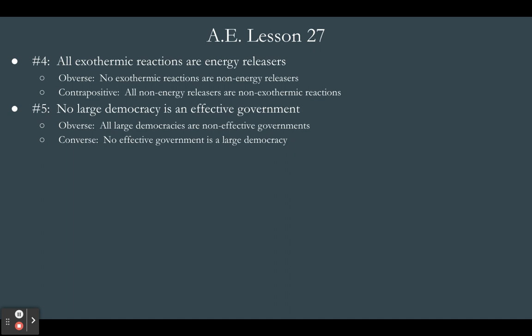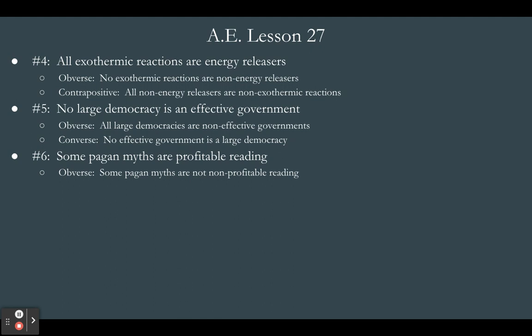Even more straightforward, a converse. No effective government is a large democracy. Remember, in a converse, we don't negate anything and we don't change the quality. We just switch the subject and the predicate. Number 6, some pagan myths are profitable reading. The obverse here is going to be: some pagan myths are not non-profitable reading, which again, I know is awkwardly worded, and in real life, we would just cancel out the not non and leave us with some pagan myths are profitable reading. But for this case, just leave it awkwardly worded. So the converse would be: some profitable readings are pagan myths.